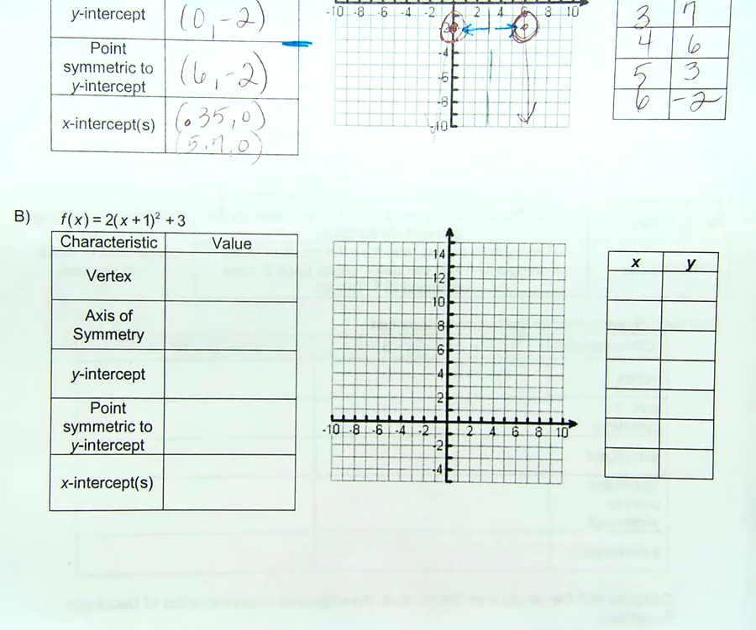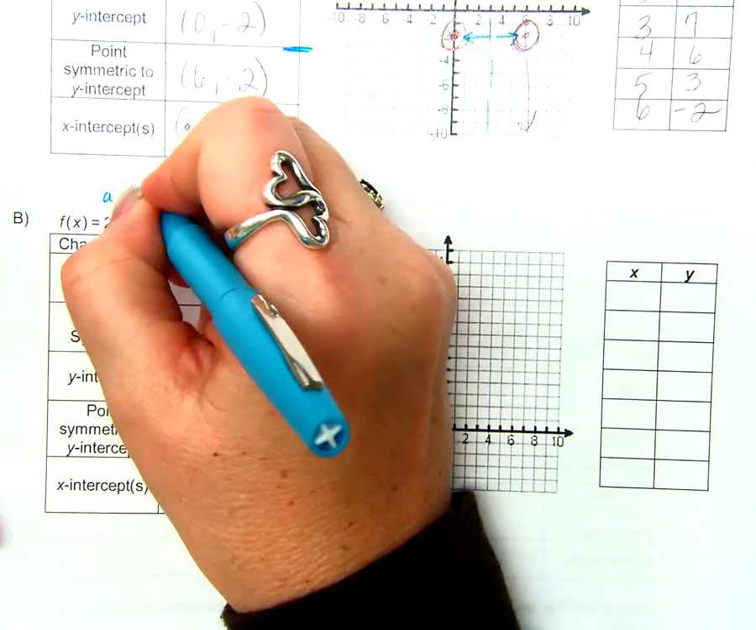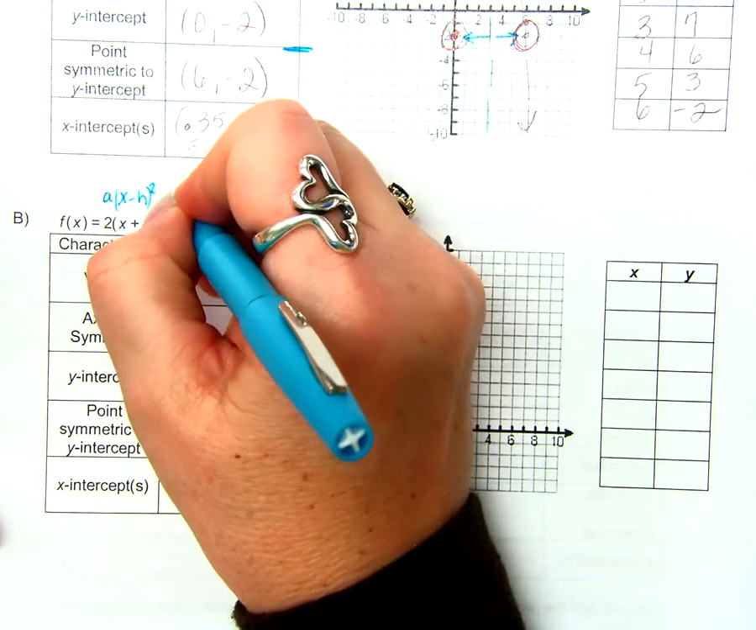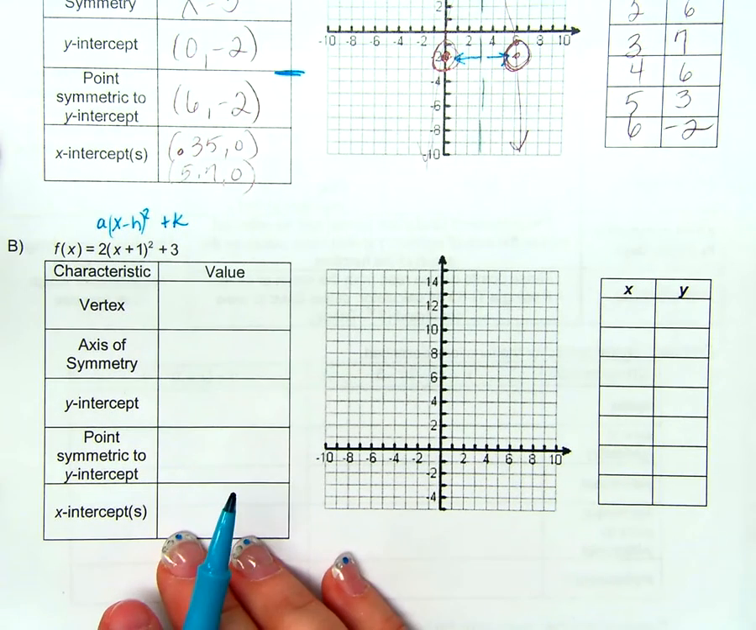How is number B different? That's vertex form, isn't it? How do you know it's vertex form? There's some parentheses there, isn't there? Okay? So remember, this is a(x minus h) squared plus k, right? Okay? So where's my vertex in vertex form?